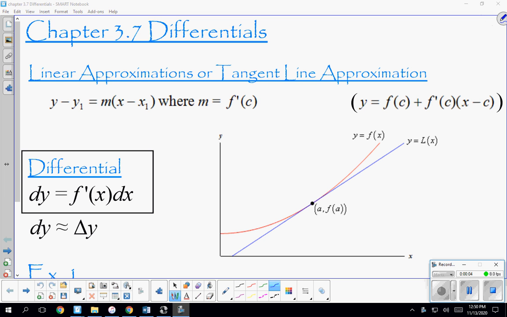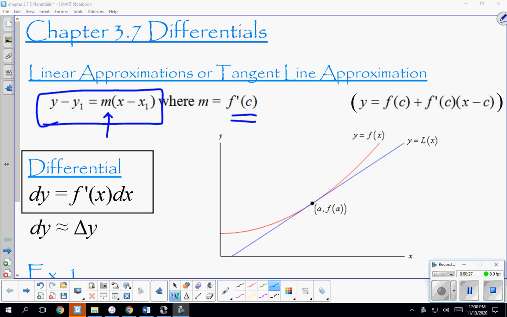In this video, we're mainly just using a new vocabulary word called a differential. There's really not a lot new, maybe just a new idea of estimation. So we know that we can make linear approximations. We know that we can write equations of tangent lines where the slope will be the derivative at one given point. We already know how to do that.